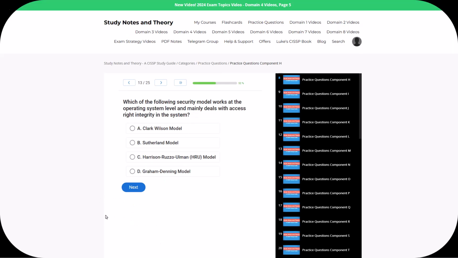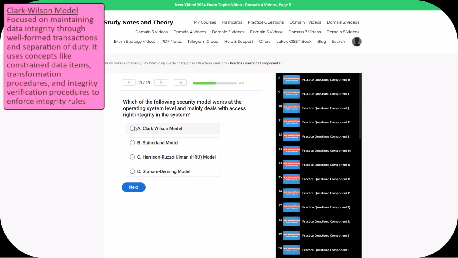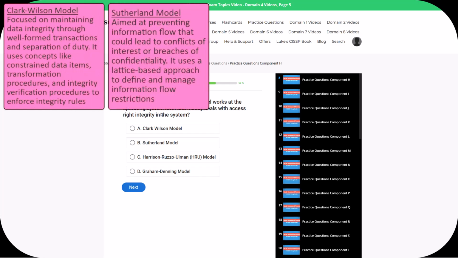Which of the following security models works at the operating system level and mainly deals with access right integrity in the system? So when it comes to questions like this, the context of the question itself is the answer. Most likely the choices are not going to have an explanation. I know that Clark-Wilson deals with integrity, but does it work at the operating system level, which is like the application level, and mainly deal with access rights?